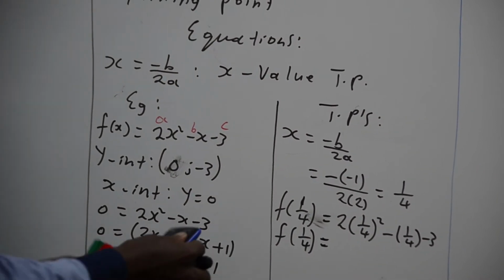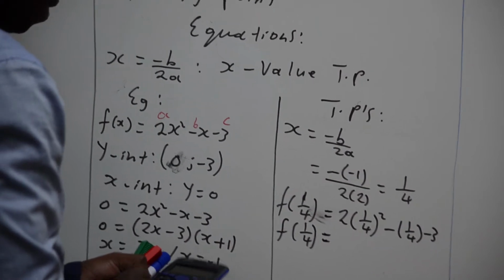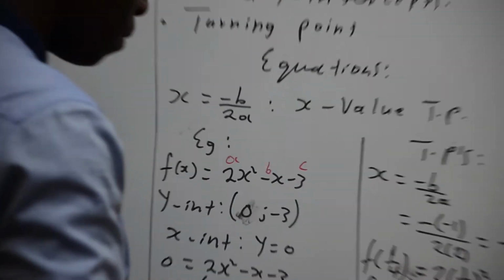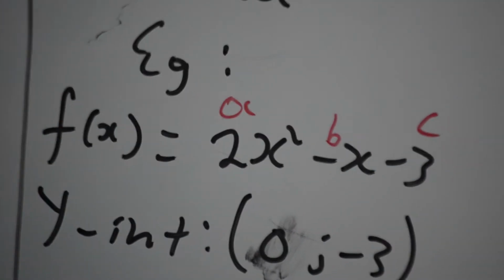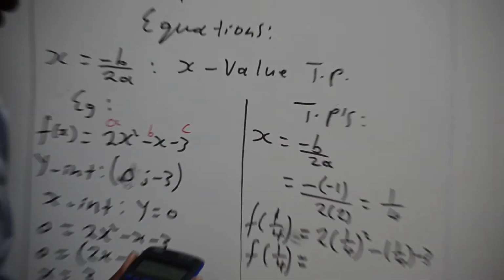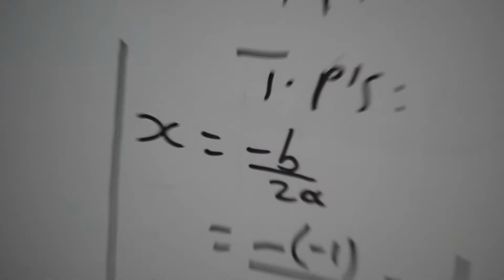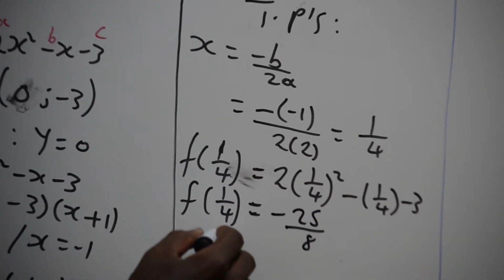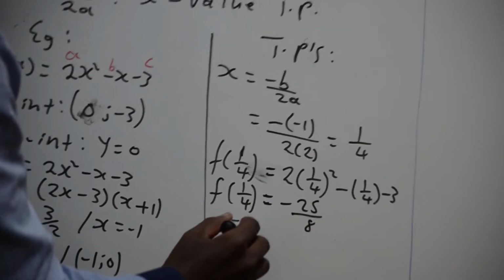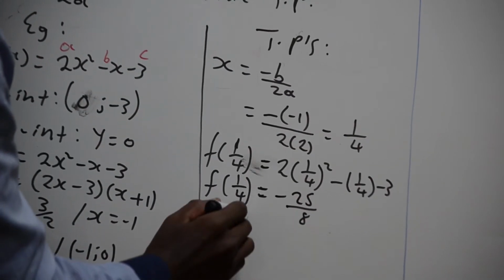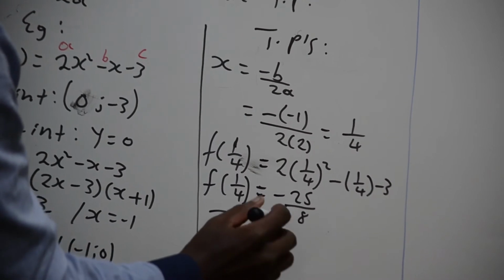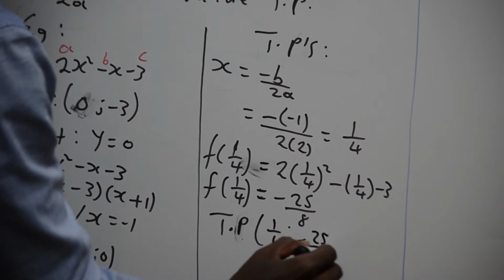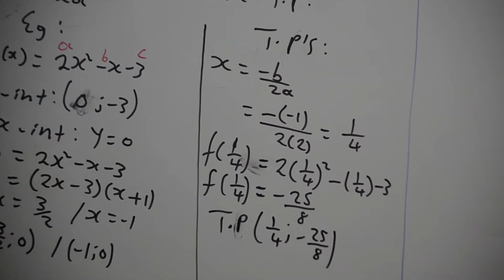Calculator, 2 into 1 over 4. Substitute into x squared minus 1 over 4 minus 3 for y, which is minus 25 over 8. So your turning point is equal to 1 over 4, which is your x, minus 25 over 8. So that is your value.